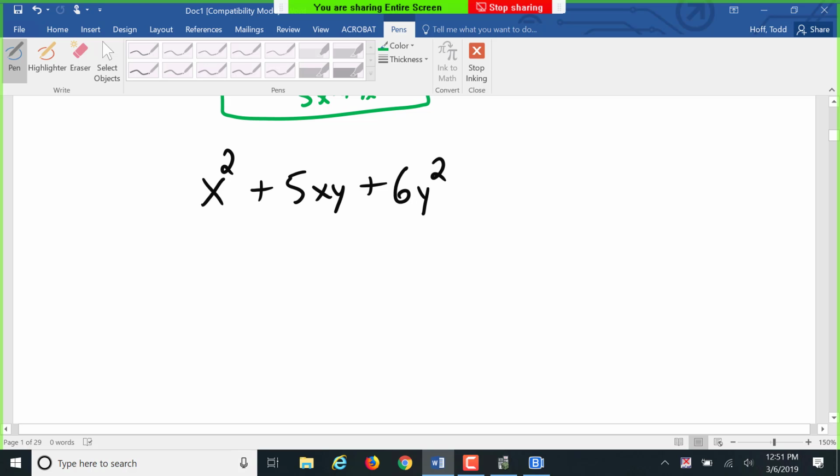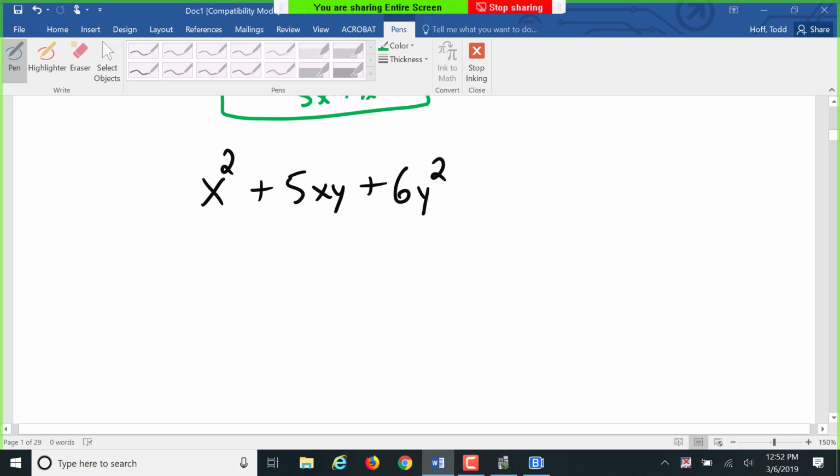We can run into things like this. X squared plus 5xy plus 6y squared. This looks different than what we've been working on, but it's still in quadratic form. The variable in the first term has double the power of the variable in the second term. X squared and x. It also gets reversed with the second and third term. There's a variable in the third term. We haven't had that before. The variable in the third term has double the power of that same variable in the second term. Y and y squared.